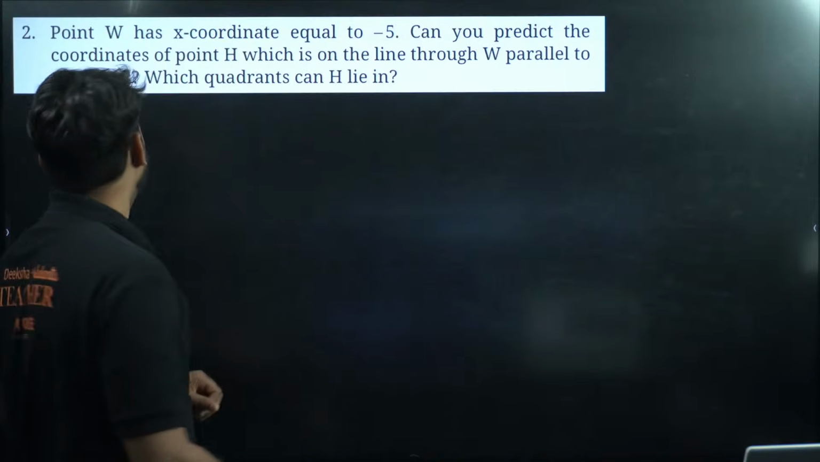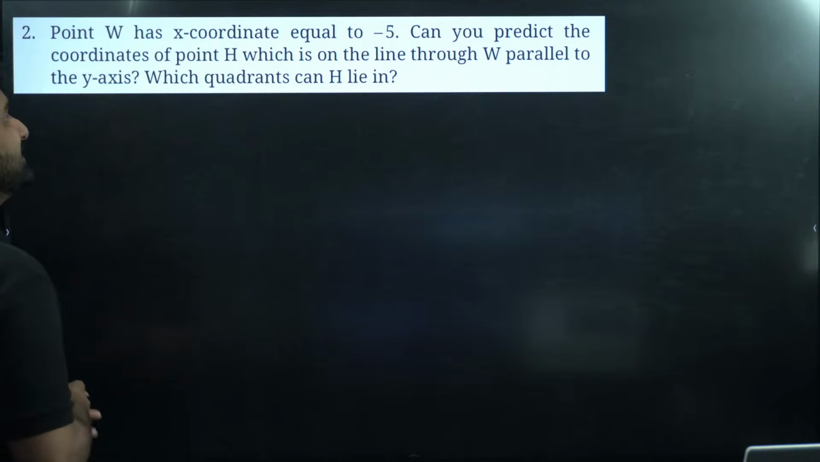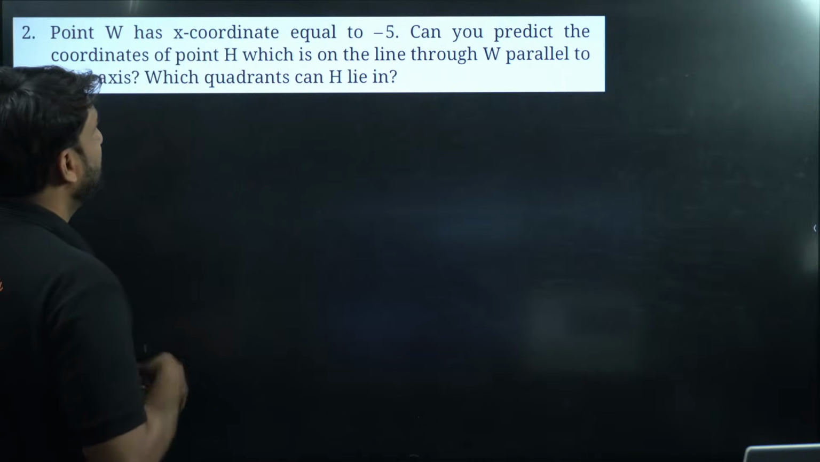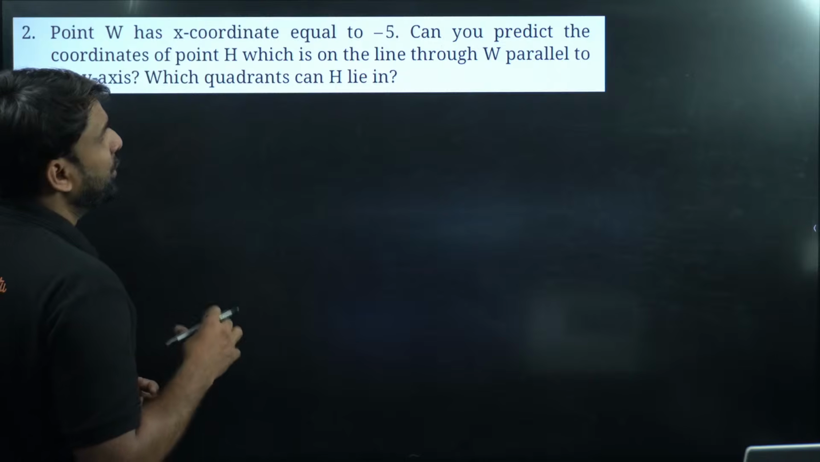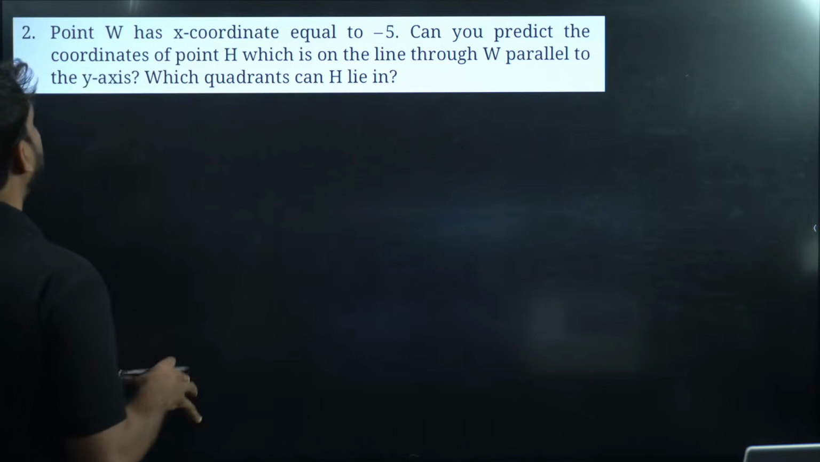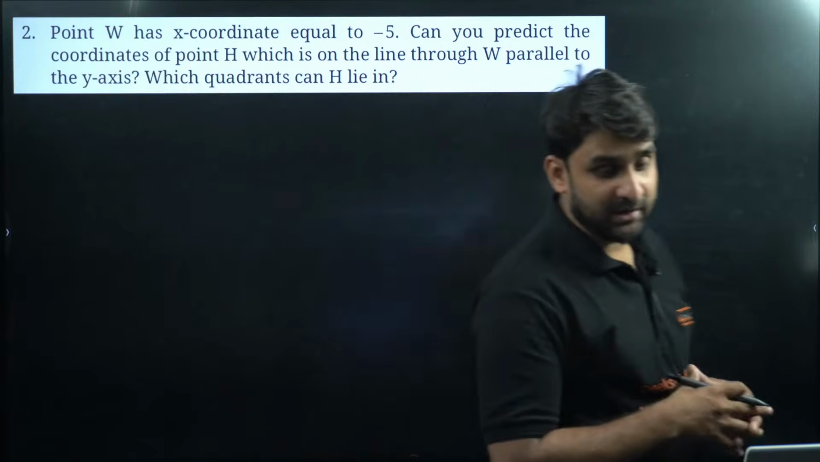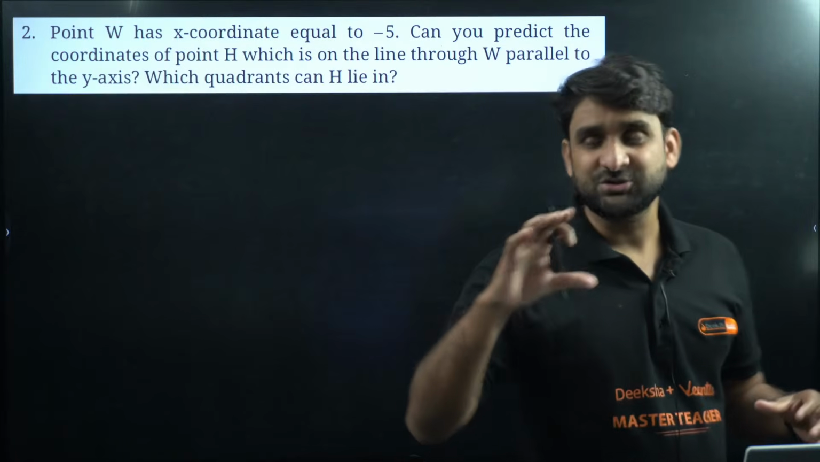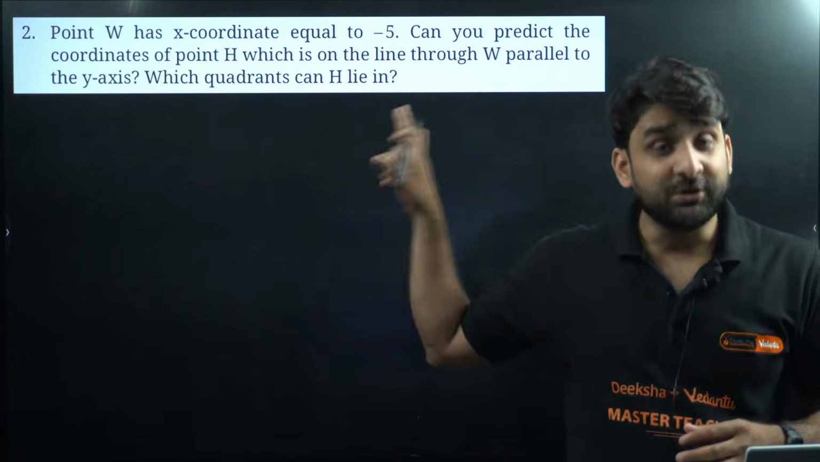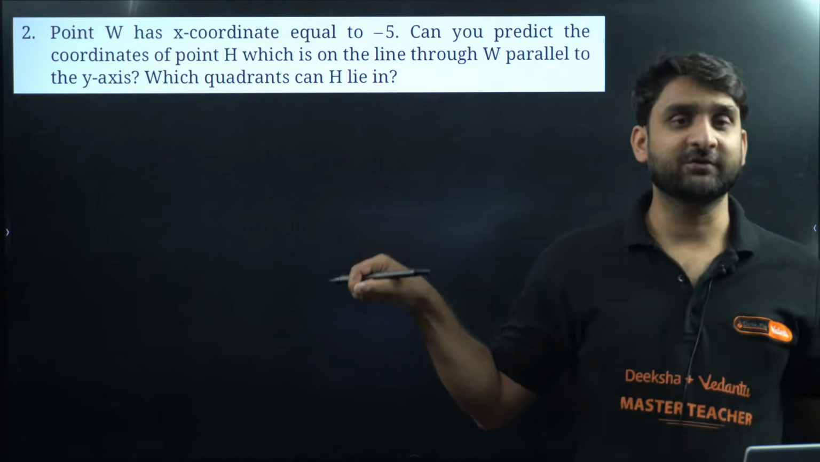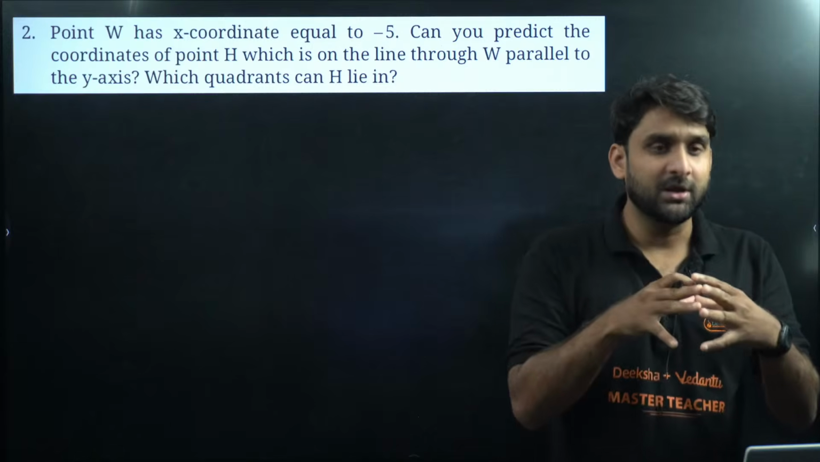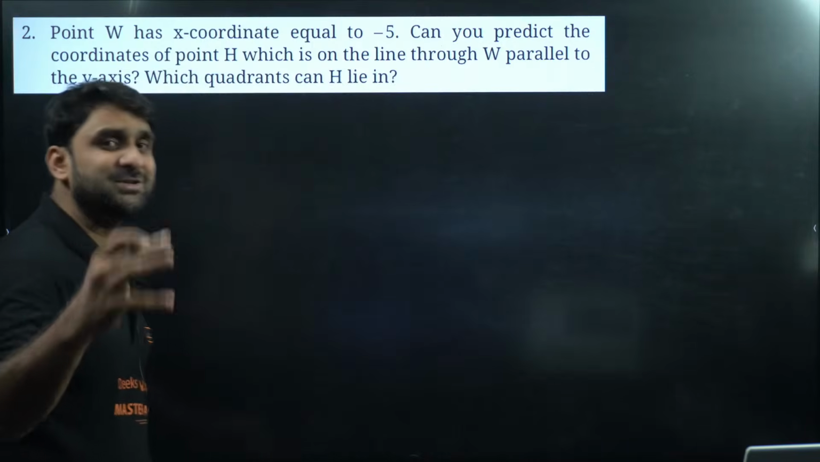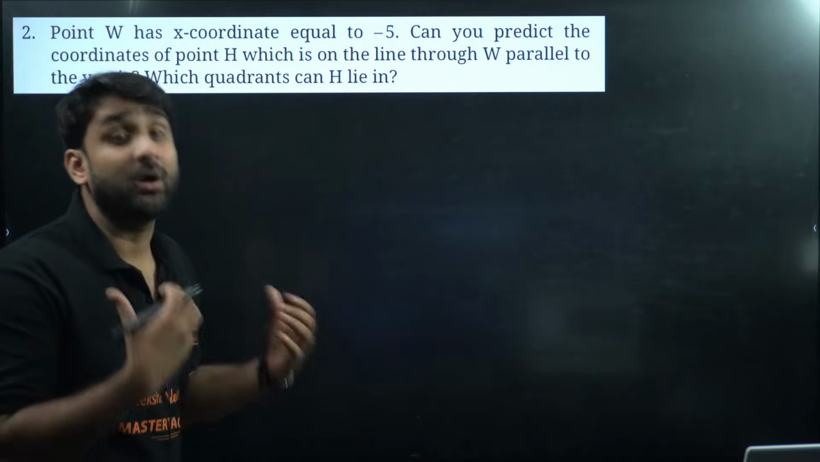Moving to next. Okay, now the question is: point W has x coordinate equal to -5. Can you predict the coordinates of point H, which is on the line through W parallel to the y-axis? Which quadrants can H lie in? So my dear champion, you cannot solve this question directly just by reading the theoretical part. No. To solve this question, you should draw the coordinates. You have to draw the coordinates, then only you can make the solution very smooth and comfortable for you all. So please ensure sometimes the questions require coordinates, I mean the graph.